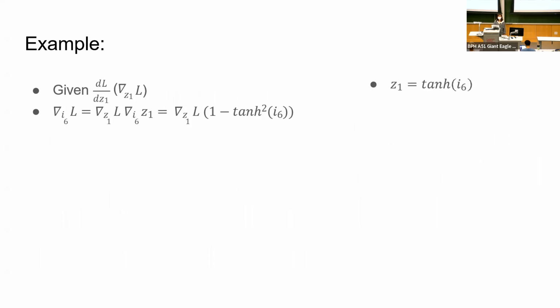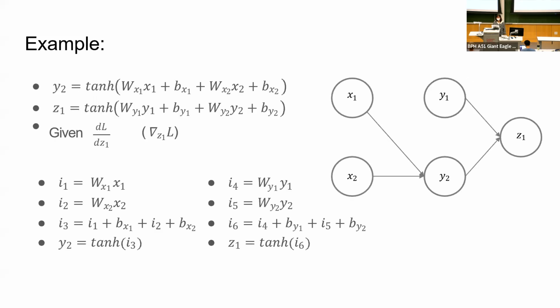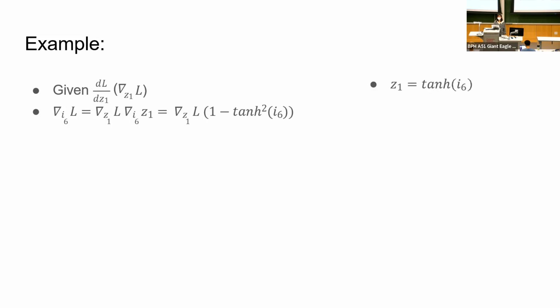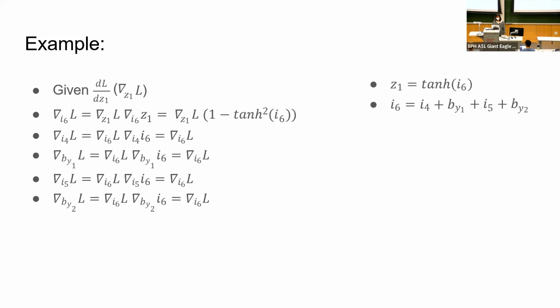So the first step is to calculate the derivative of the loss with respect to I6, which is the final step. We want to calculate the derivative with respect to the final step before the activation function. And here we apply the chain rule. And as you can see, the only part we need to calculate is the derivative of z1 with respect to I6. And this is basically the derivative of the tanh function, and it is 1 minus tanh squared. And let's keep moving backward.